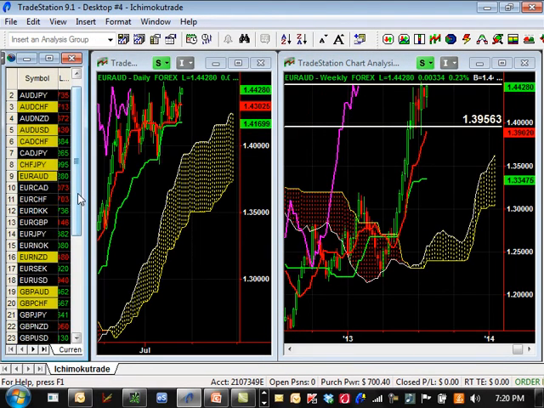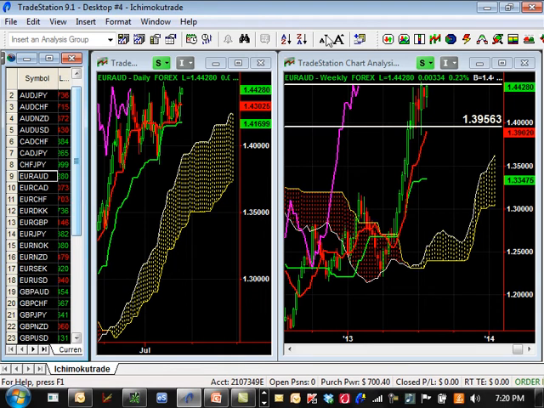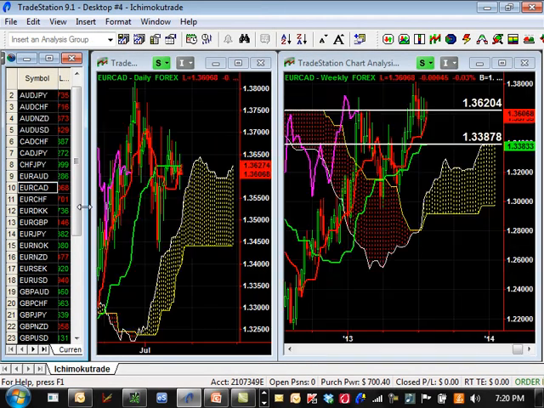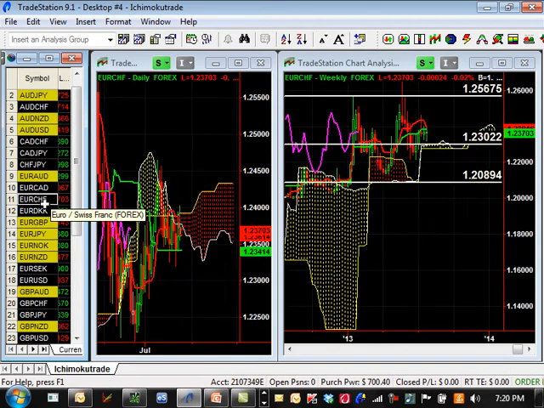Euro Australian here is trending on both the daily and weekly, butting against the resistance right now, which is 1.4443. Support on this one's going to be 39.456. Euro CAD. It was trending, but now consolidating here, where it's stuck at 36.20, and support is basically going to be 33.87. So it really is not moving much right now.